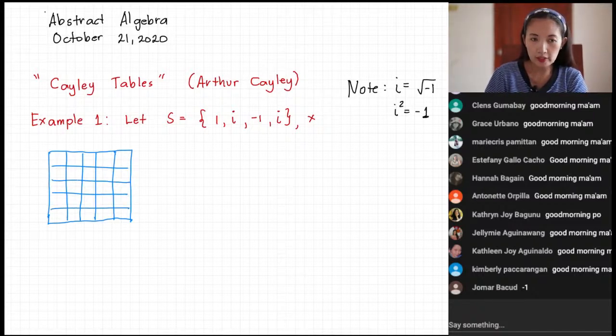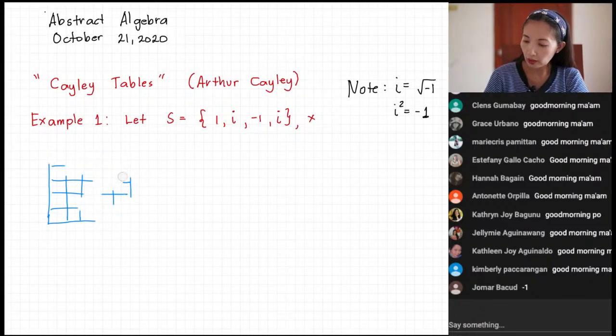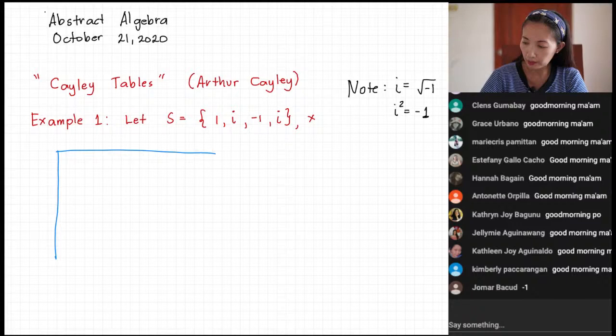Is my table visible? Or we can make it a little bigger. Let me erase first, and then let's make it bigger, so that those who are using their mobile phones can also see it. Because there are some of you, or many of you, are using cell phones, not laptops. So let me make the table bigger.